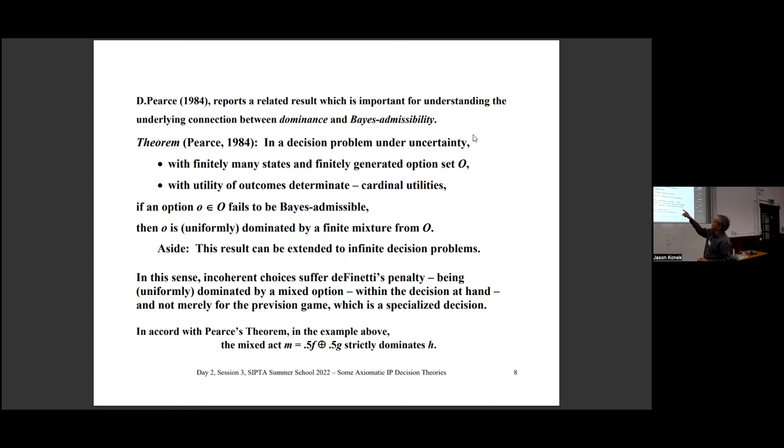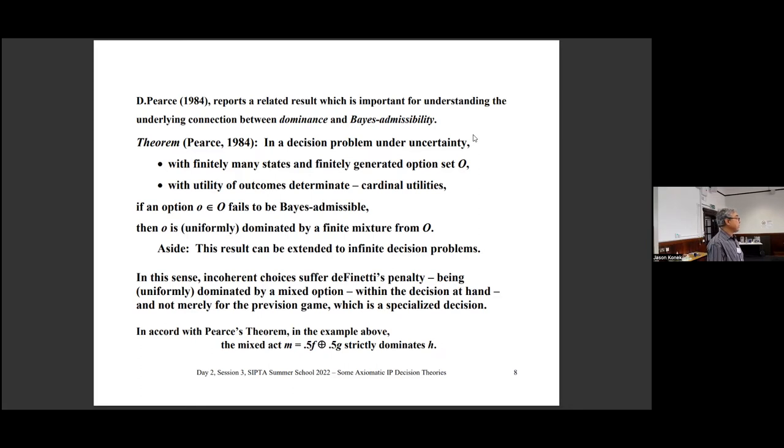So suppose you're looking at a decision rule in this setting that fails to be Bayes admissible. You say it's okay to choose this option, little o, but little o is never Bayes: it never touches the surface of maximizing expected utility for any probability at all. Then the theorem says there is another option already available to you that uniformly dominates it. So in this setting, uniform dominance, which is the basic coherence requirement, compels you to generate only Bayes solutions. Anything you generate that is not Bayes violates dominance: you can find something else that is strictly better.